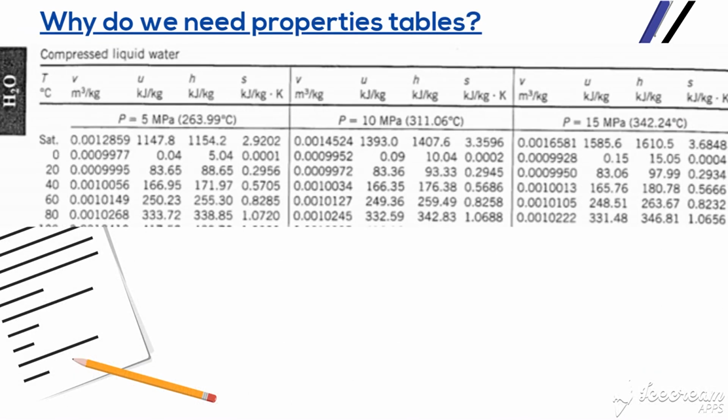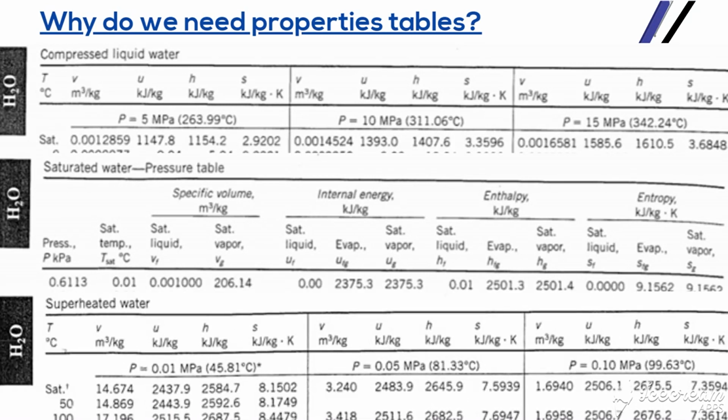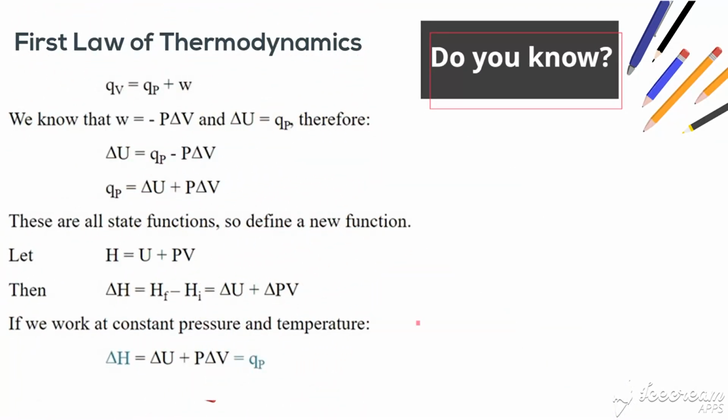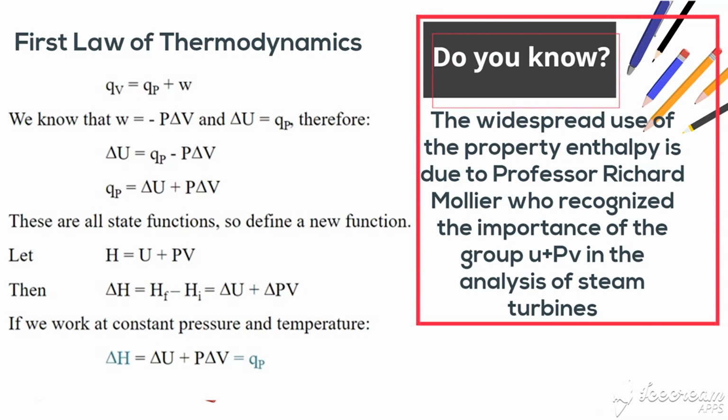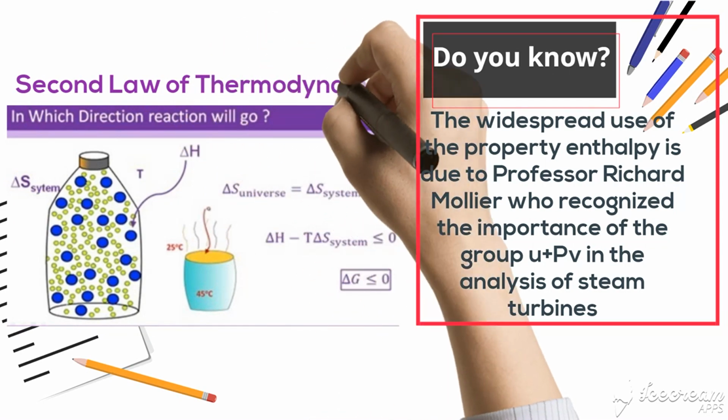Why do these tables exist? The answer is very simple: to give you more data about all the intensive properties of a pure substance. In addition to temperature, pressure, and specific volume, you will also find information about the substance's internal energy, enthalpy and entropy. All these data are very helpful when you need to calculate the energy of mass streams flowing in and out of control volumes. You also need them to solve first law and second law of thermodynamics problems.